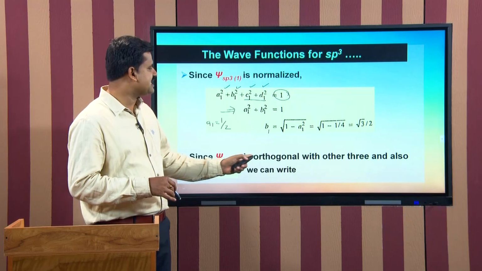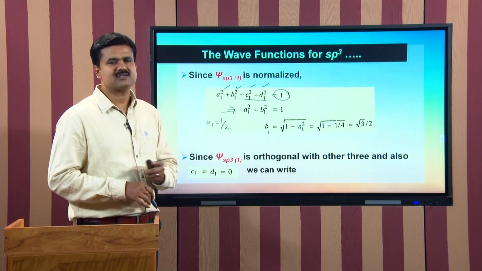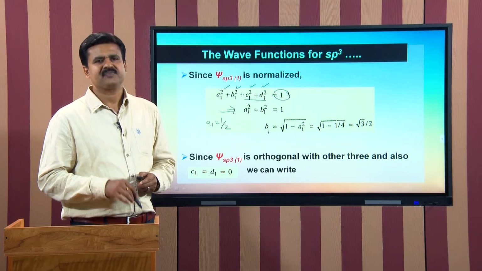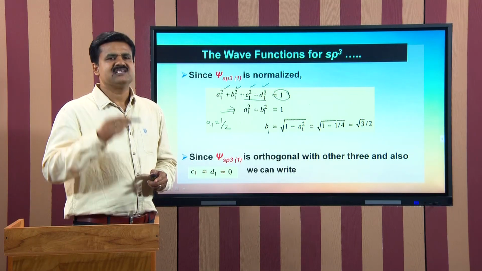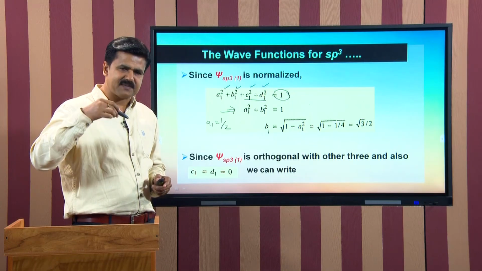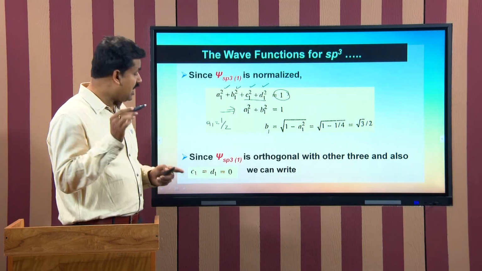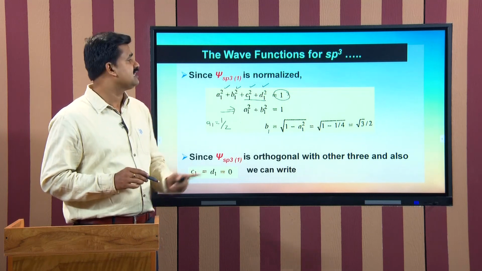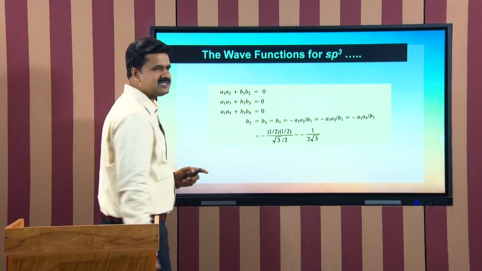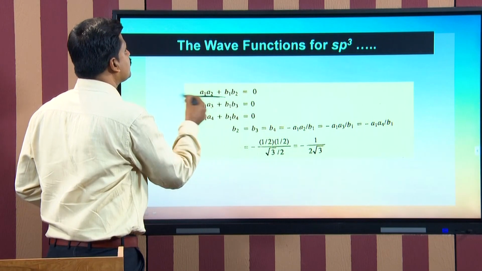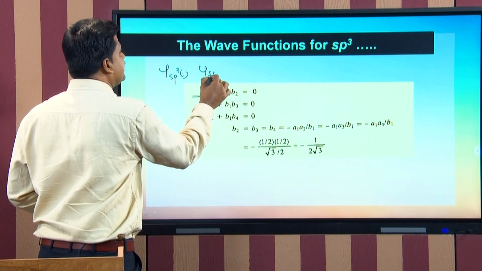Since psi sp3 1 is orthogonal with the other three and c1 equal to d1 equal to 0, we can write some other relations. It should be noted that psi sp3 1 is orthogonal with psi sp3 2, psi sp3 3 and psi sp3 4. Also c1 and d1 equal to 0. This leads to three major equations. a1 a2 plus b1 b2 is equal to 0. This is a result of the orthogonality condition between psi sp3 1 and psi sp3 2.